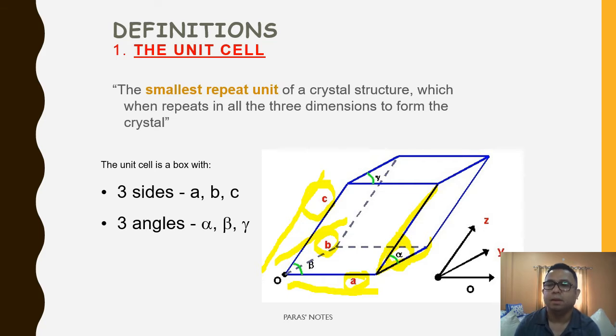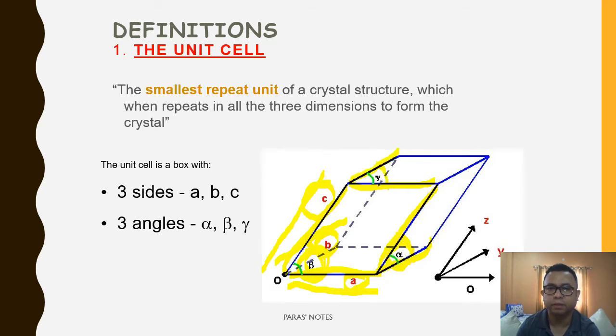The next one is the angle created between the height and the length. Here is the height, and this one is the length. The angle created between the height and the length, the two edges of the unit cell, is represented by beta. You can see here beta. Whereas the angle created between the length, this is the length, and this is the breadth.